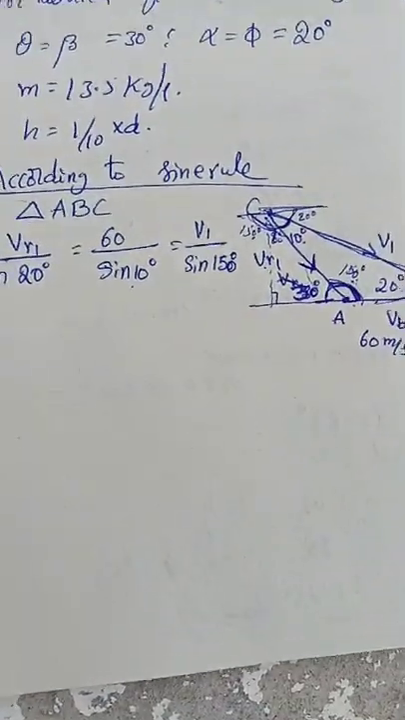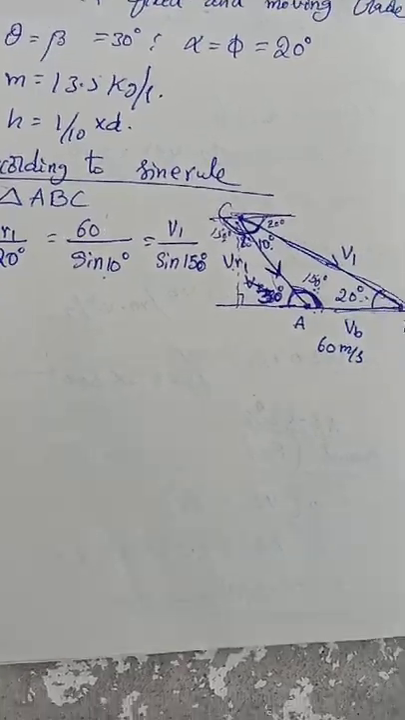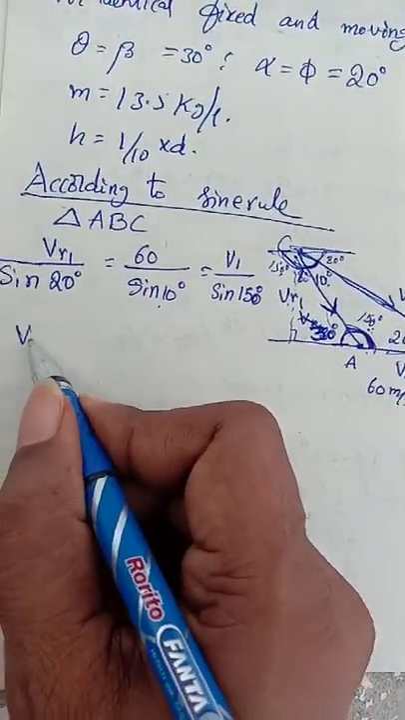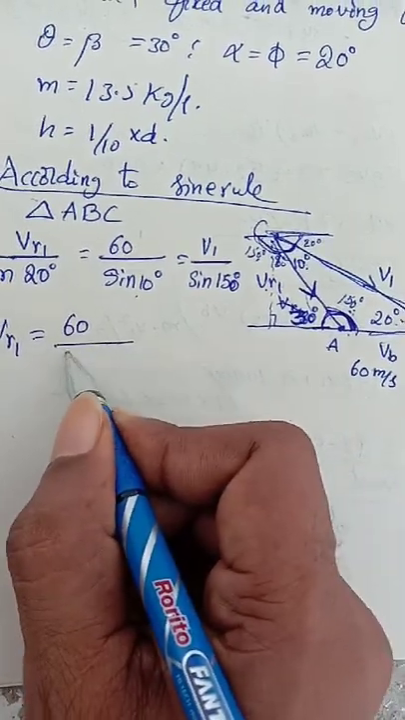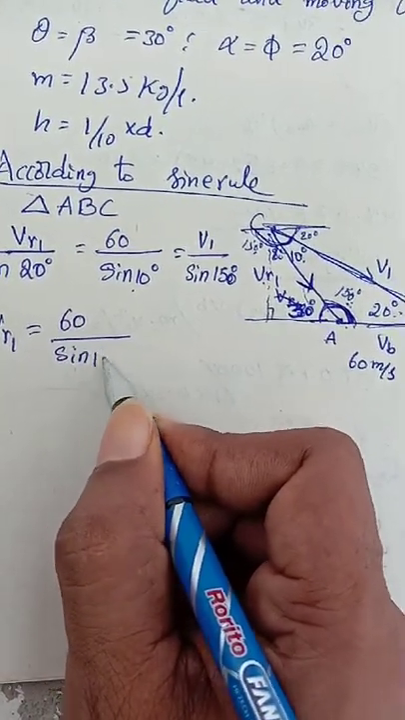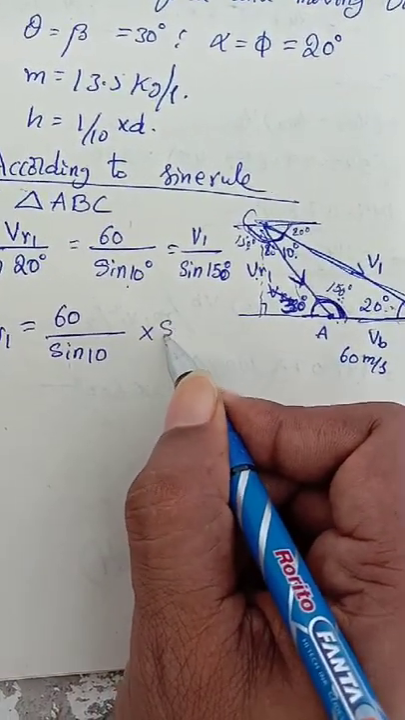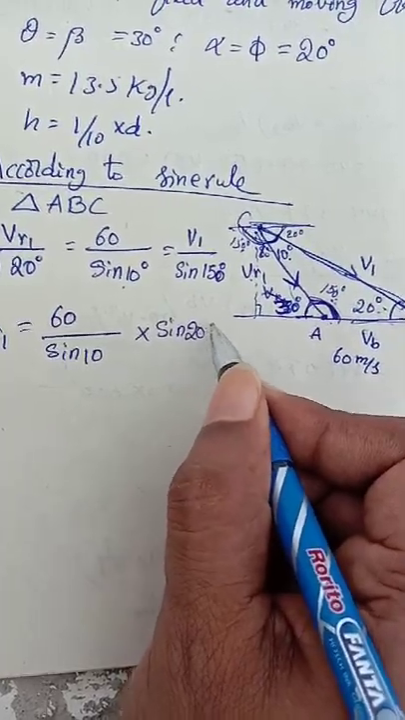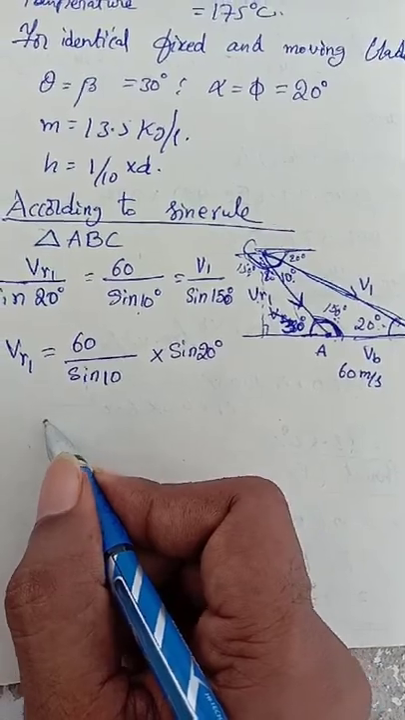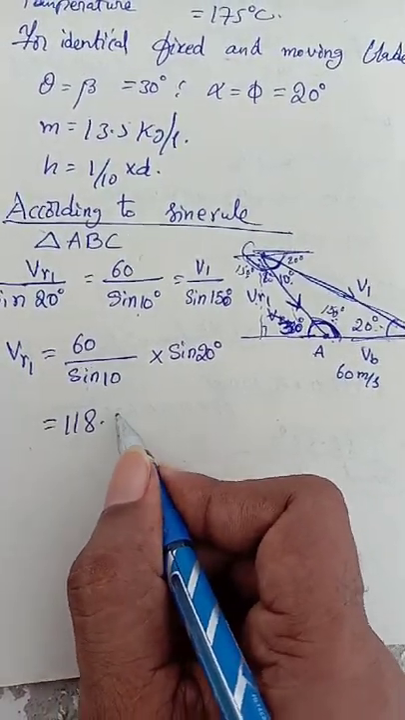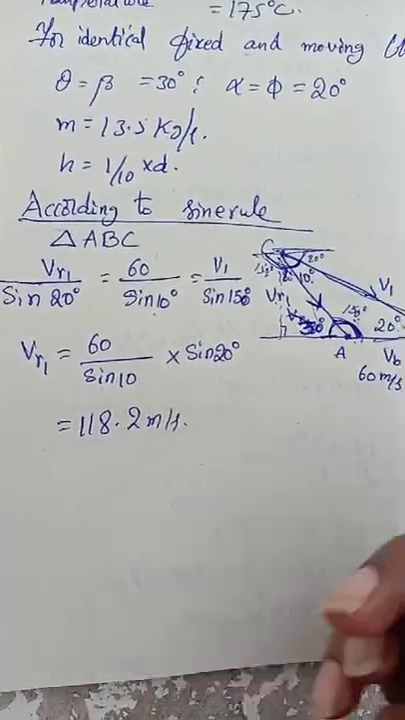Okay, now we are going to solve this thing. VR1 is equal to 60 divided by sine 10 into sine 20 degrees. Okay, here you can take 118.2 meter per seconds.